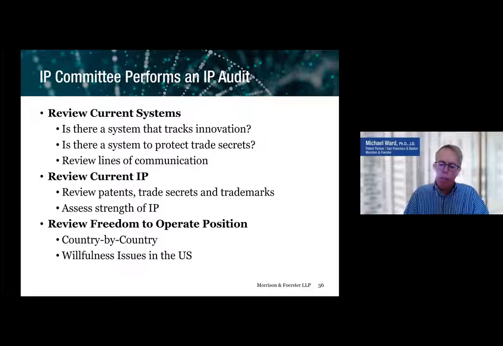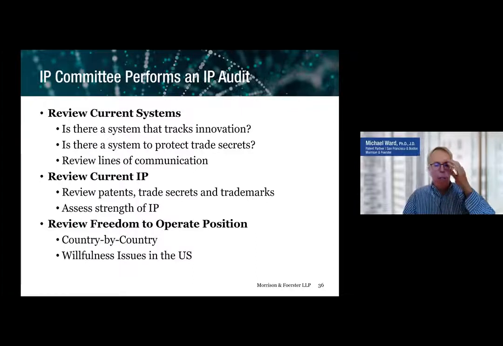When we are doing diligence on behalf of investors and companies, what's one of the first questions we ask? Do you have a trade secret policy? Do you have trade secrets? How are they identified? Who knows about these trade secrets? How do you keep them secret, right? These are all essential questions.